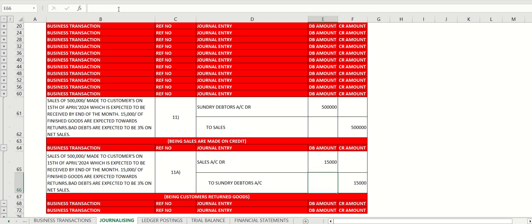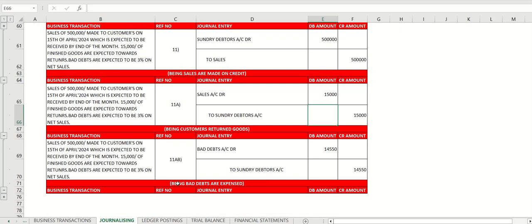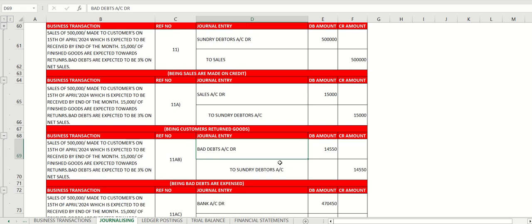When the sales are being made, we are debiting the sundry debtors and crediting the sales account. When the returns are being made, normally it would be a reversal of the actual sales, right? So we are reversing out our sales and adjusting our sundry debtors to the extent of the amount of inventory which has been returned by our customers, right? This is the second journal entry which arises out of this particular transaction. And the third transaction would be bad debts.